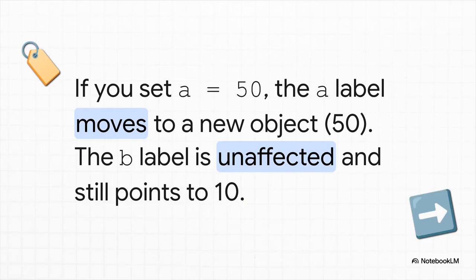And here is where it all clicks into place. What happens if we then say a = 50? We don't change the original object at all. We just create a new object, 50, and we move the a label so it points to the new guy. And what about the b label? It's completely untouched. It didn't even notice. It's still sitting there, happily pointing at the original number 10.